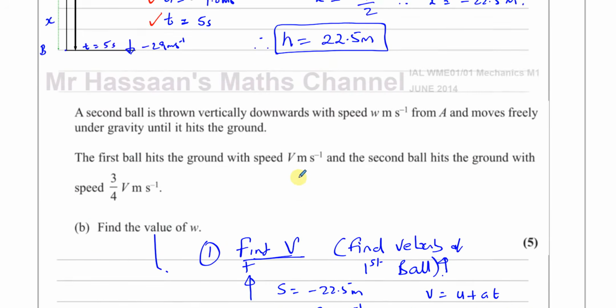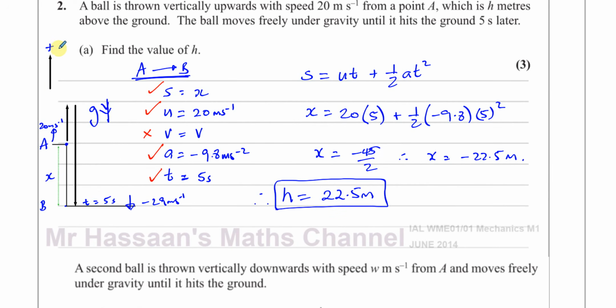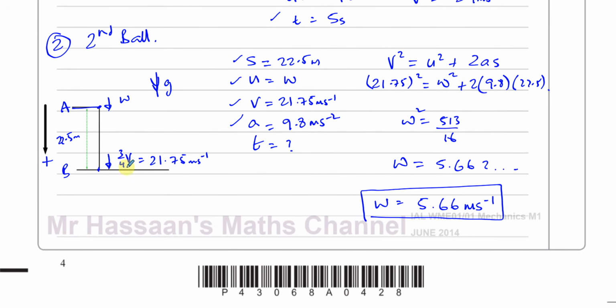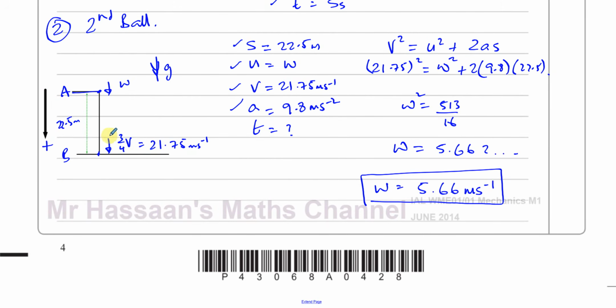Okay, so notice that in part A, I took up as positive. And therefore, my initial velocity was positive. My acceleration was negative. In the second part of the question, after I found the velocity as it was hitting the ground, the first ball, I took 3/4 of that value, and that's the magnitude, the speed with which it hits the ground.